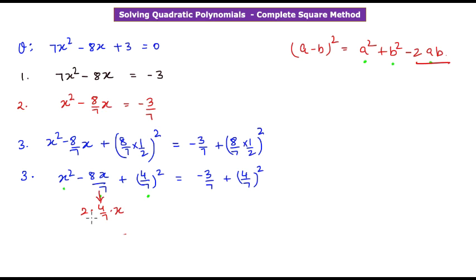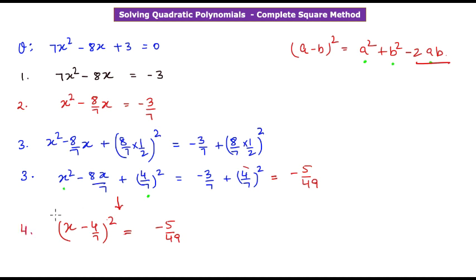Or in other words, I could convert the entire left hand side of this expression to simply this form, which is x minus 4 by 7 whole square. And the right hand side, when you solve this, you will find that this entire value is equal to negative 5 over 49. By the way, this is my step number 4, right?